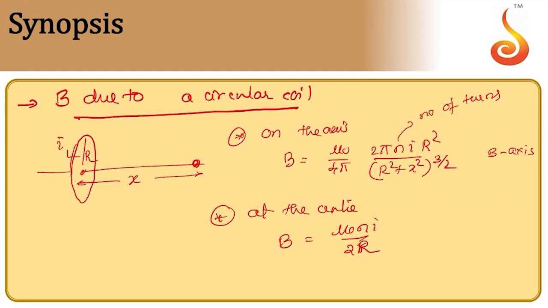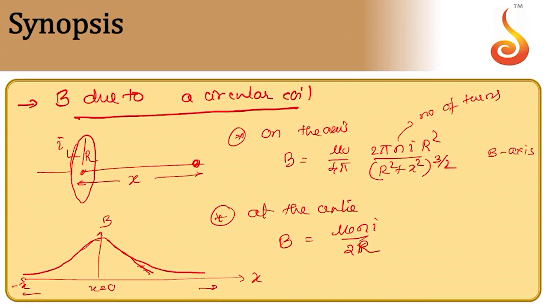Now if I draw a graph of magnetic field as a function of x, magnetic field is maximum at the center and it goes on decreasing on either side, so we can show the variation in this form. The magnetic field goes on decreasing, with x equal to 0 at the center, this being the positive side, this the negative side. So magnetic field due to a current carrying conductor in the form of a circular loop is given by this expression.